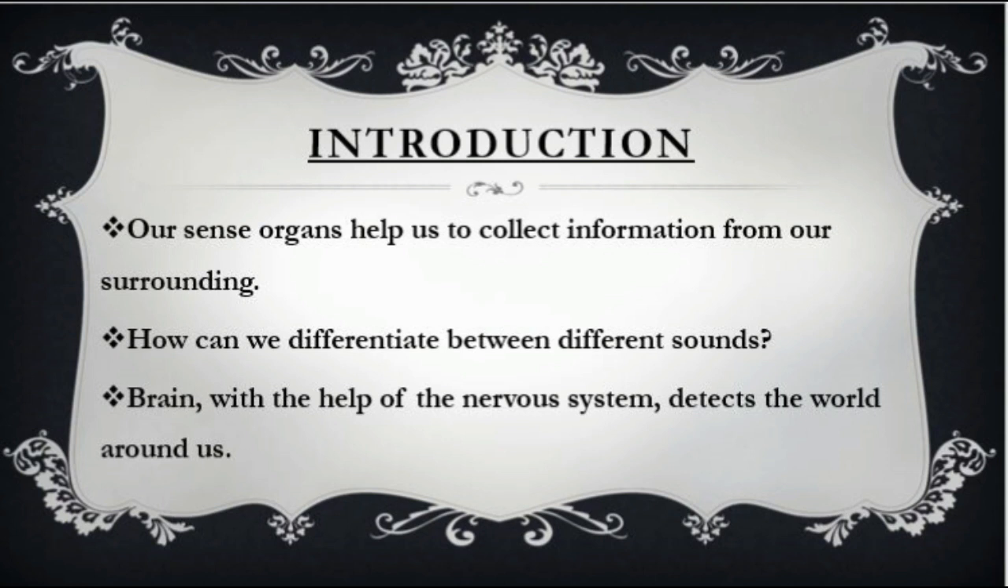Our sense organs help us to collect information from our surroundings. We can notice any change which happens around us. How can we differentiate between different tastes, scents, images and sounds? Brain, with the help of the nervous system, detects the world around us.